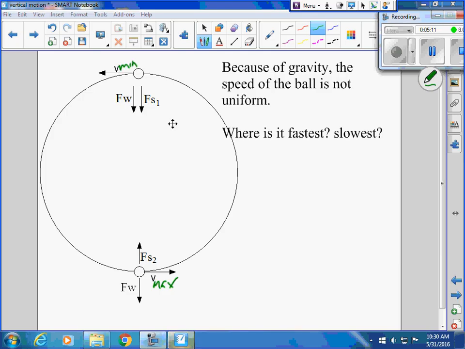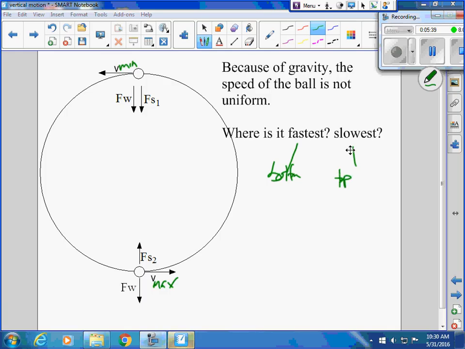The FW already stands for weight force, so it's the force of gravity. It's acting downward. I'm going to call this FS1 and FS2, string force, tension. So the tension at the top is towards the bottom, and the tension at the bottom is towards the top. So where is it fastest? At the bottom. Where is it slowest? At the top. That's a key thing to keep in mind.